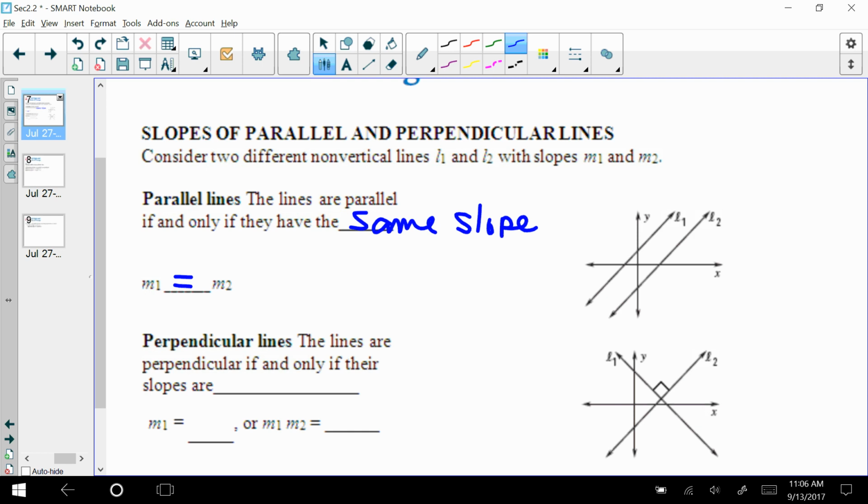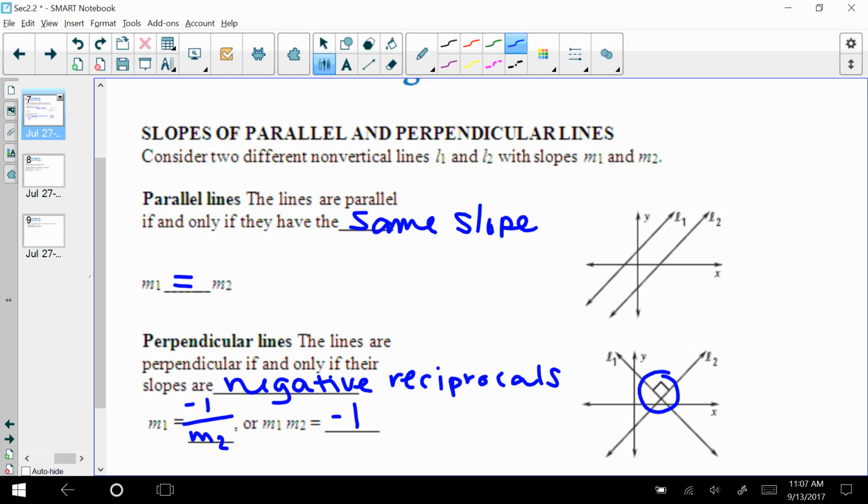The lines are perpendicular if and only if their slopes are negative reciprocals. So m1 equals negative 1 over m2, or m1 times m2 equals negative 1. So lines are perpendicular if they intersect at a right angle. This little box at the angle indicates 90 degrees. So if you see that, that means a 90-degree angle.